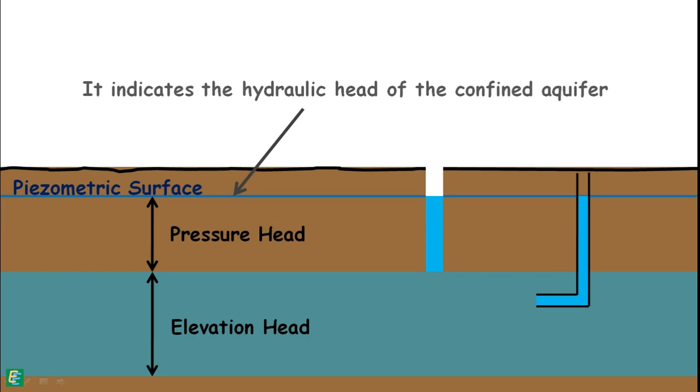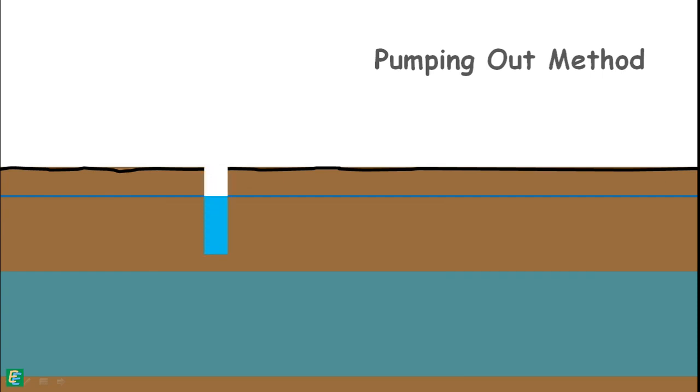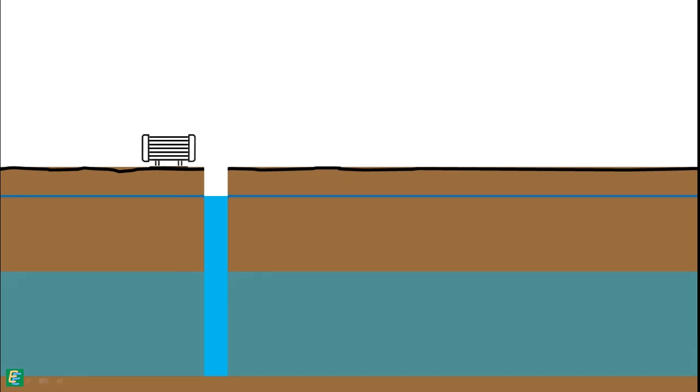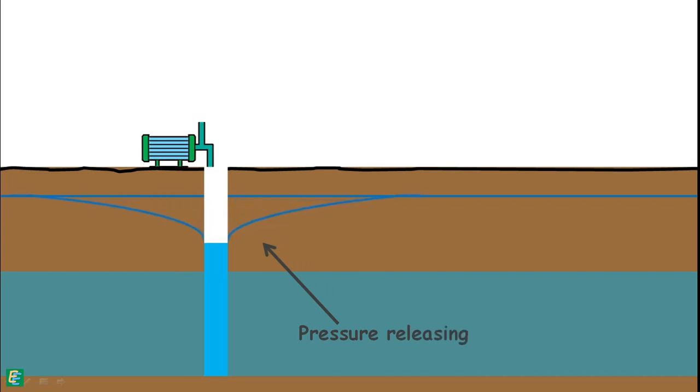In order to measure the permeability of such aquifers, we employ the pumping out method. The pumping out method involves making a well into the ground that reaches the aquifer and penetrates it throughout its whole thickness. It is important that the well penetrates the entire thickness of the aquifer. It is called the test well. Water is pumped out through this well, and as a result, pressure of water starts releasing and the piezometric level starts decreasing.